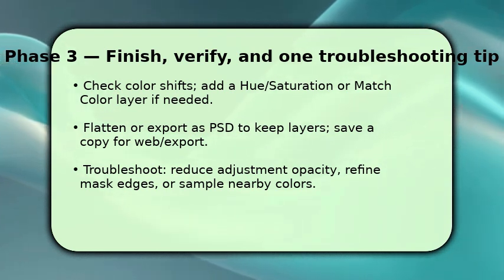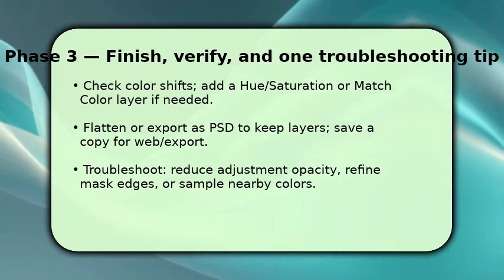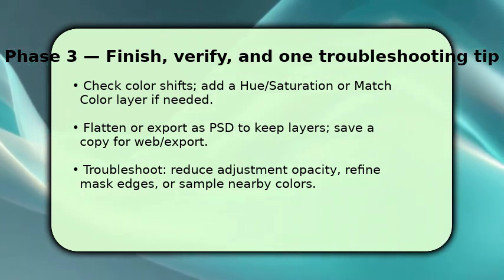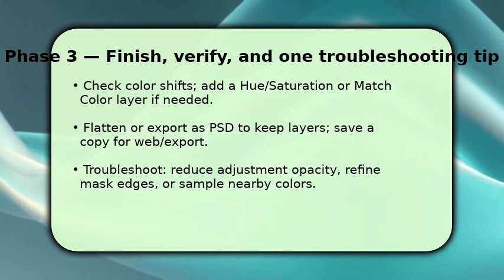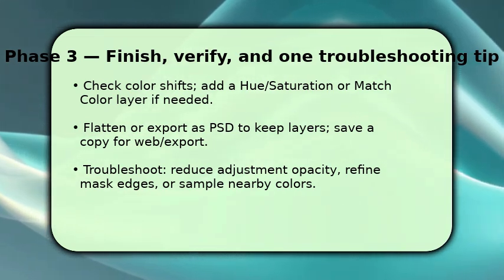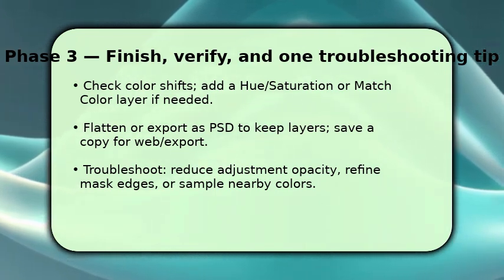Before exporting, toggle visibility and preview at 100% to catch edge artifacts. If things go wrong, reduce the adjustment layer's opacity, soften the mask edge, or use the clone stamp to sample nearby background tones. These quick fixes will remove halos and restore a natural transition.